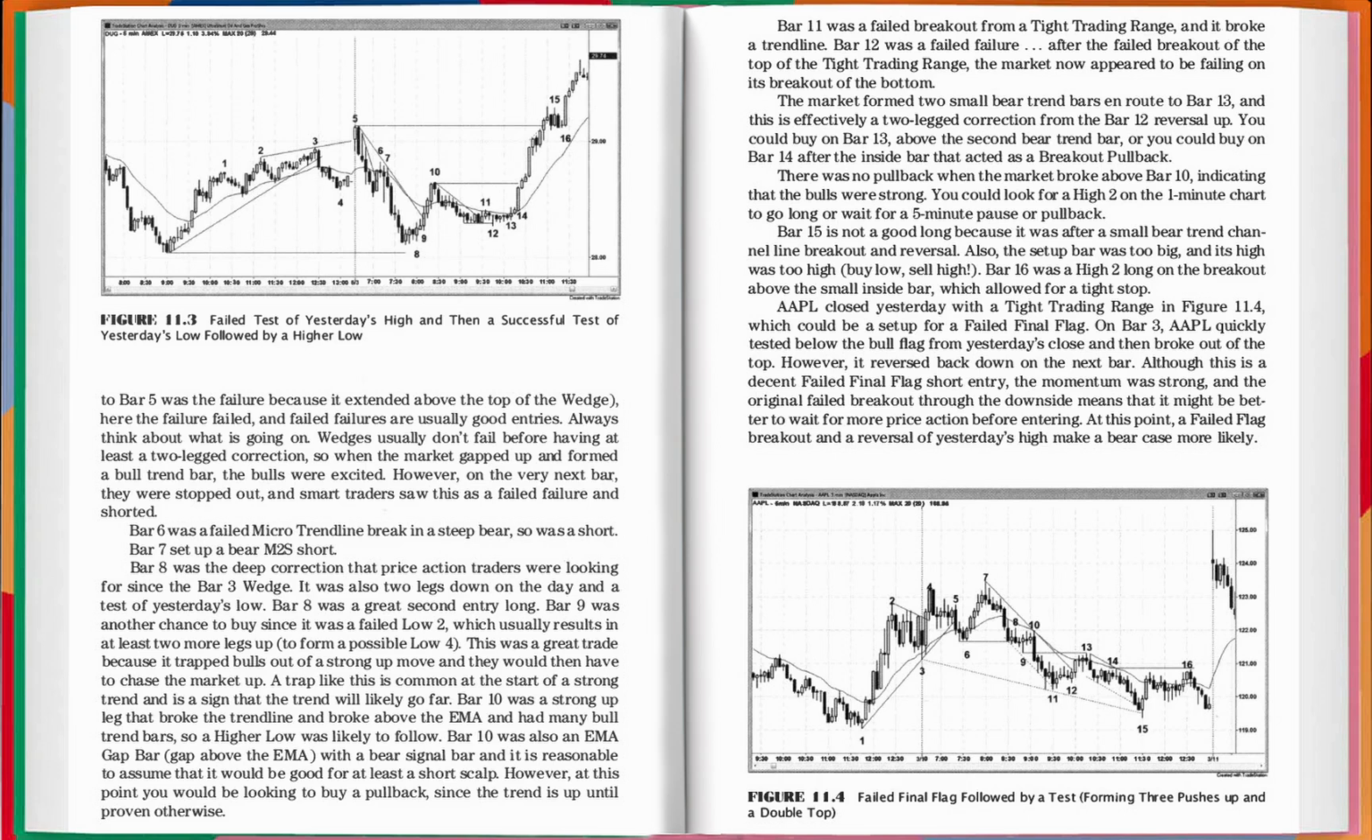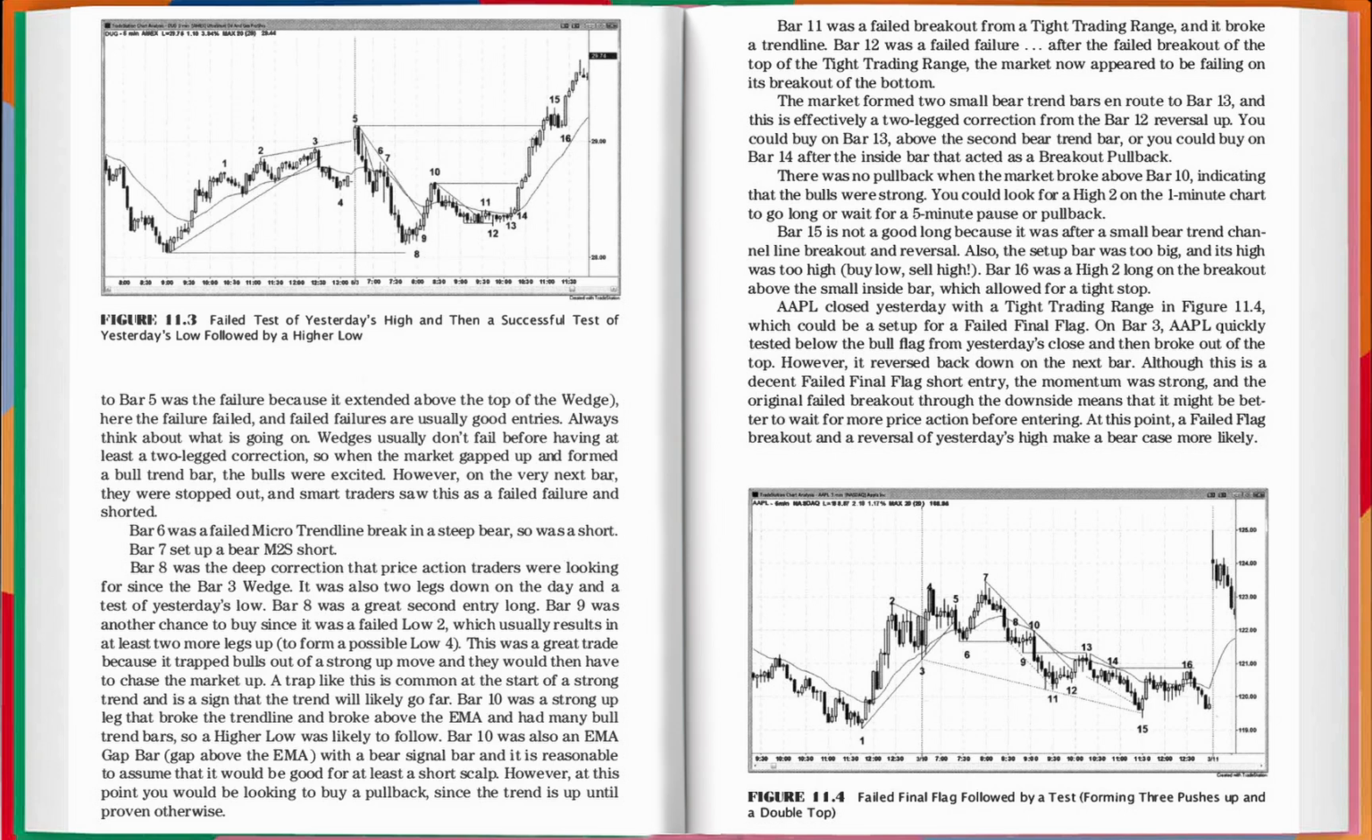Bar 7 set up a bear M2S short. Bar 8 was the deep correction that price action traders were looking for since the Bar 3 wedge. It was also 2 legs down on the day and a test of yesterday's low. Bar 8 was a great second entry long. Bar 9 was another chance to buy since it was a failed low 2, which usually results in at least 2 more legs up to form a possible low 4.